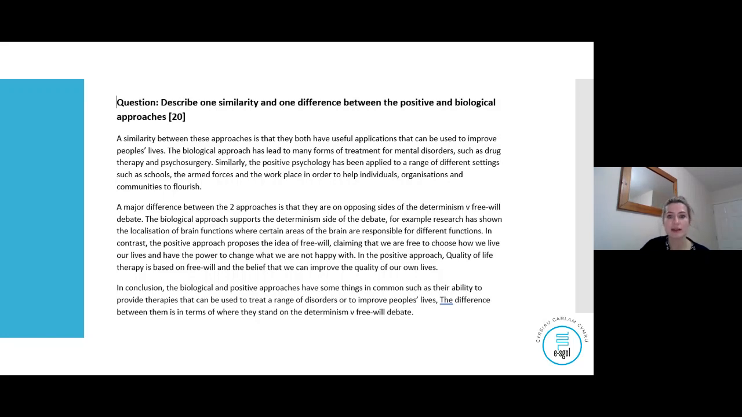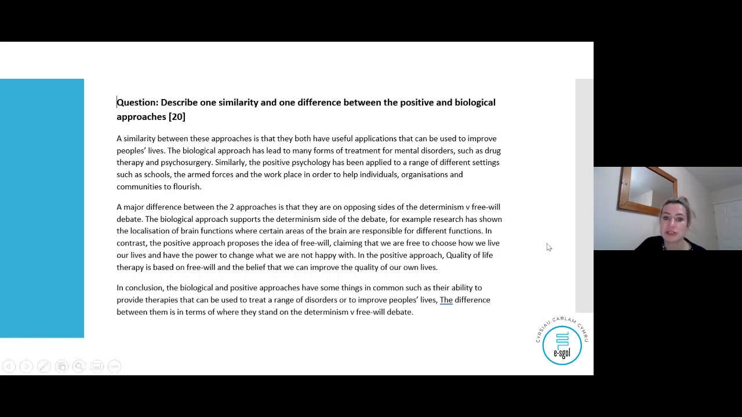A similarity, so again, now we're looking at positive and biological approaches. A similarity between these approaches is that they both have useful applications that can be used to improve people's lives. The biological approach has led to many forms of treatment for mental disorders, such as drug therapy and psychosurgery. And similarly, positive psychology has been applied to a range of different settings, such as schools, the armed forces, and the workplace, in order to help individuals, organisations and communities to flourish. So first of all, we don't have an introduction to either of the approaches, and we don't have any evidence, do we? They're just telling us facts here. They're not telling us anything else.